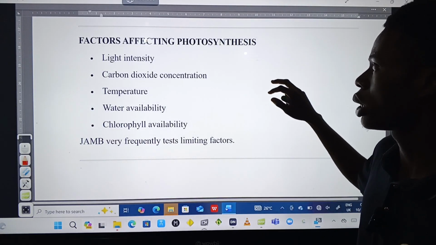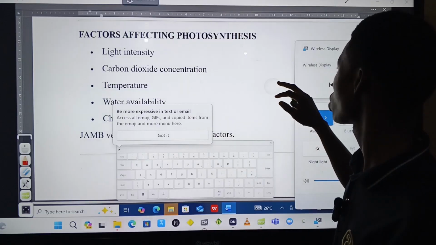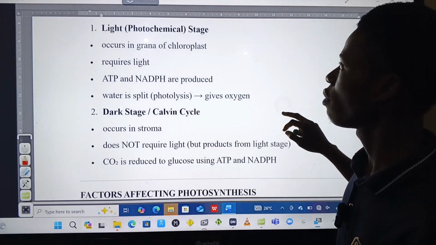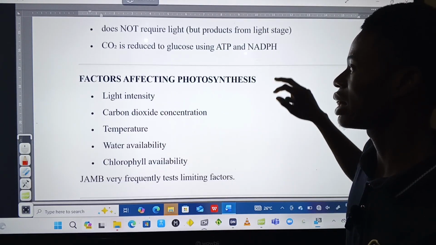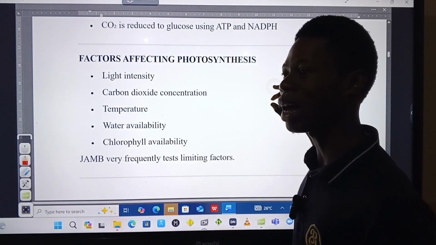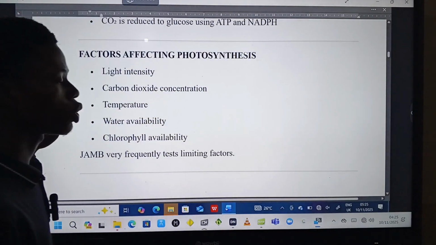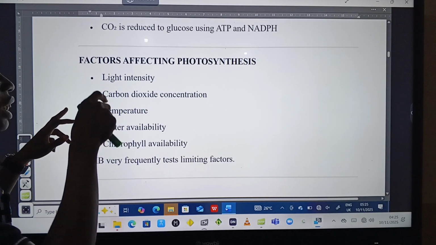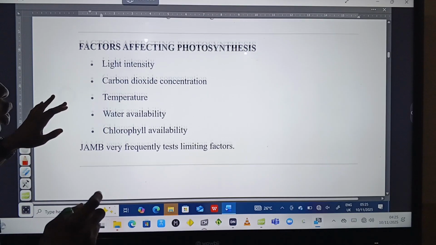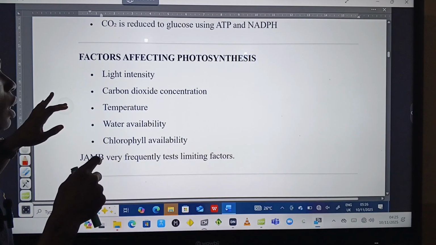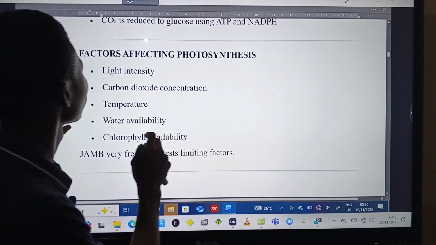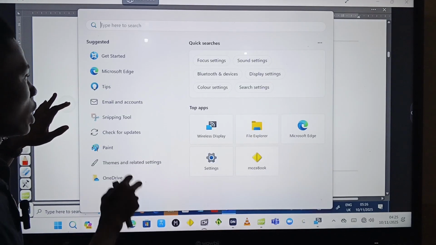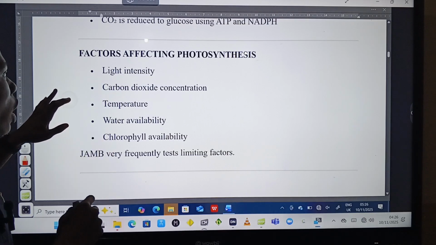Now, factors affecting photosynthesis. What are the factors that affect photosynthesis? You see this a lot. JAMB is always asking this. Number one, light intensity. Just like I told you to look at your chlorophyll as a solar panel trapping sunlight. The intensity of the light, just imagine you have something that you're using solar to charge. The intensity of the light affects how the solar works, right? How intense the light is affects the light that is stored. All right. The second one is carbon dioxide concentration.